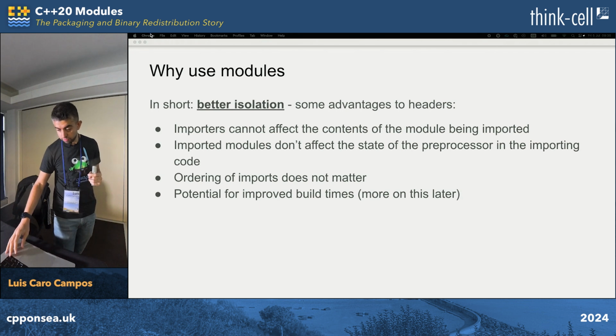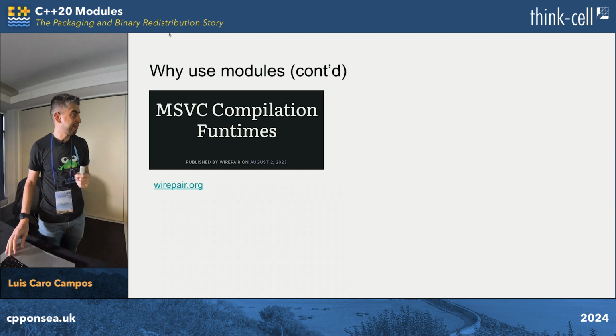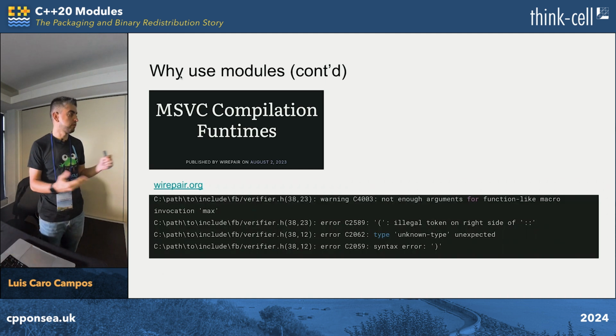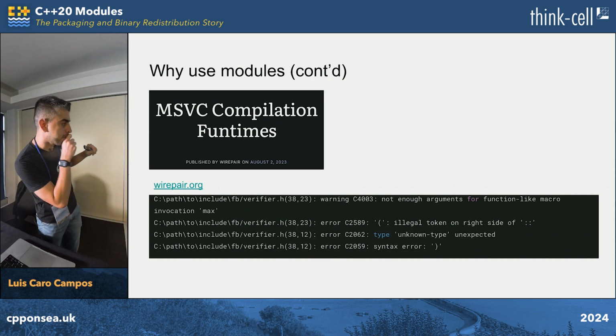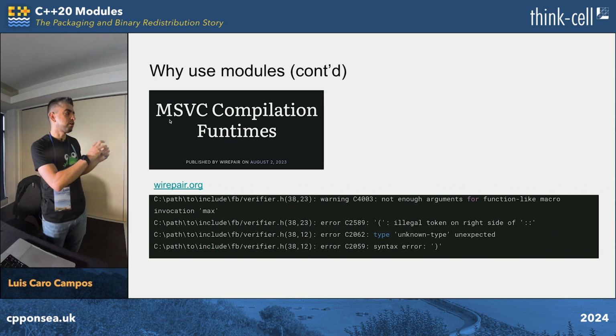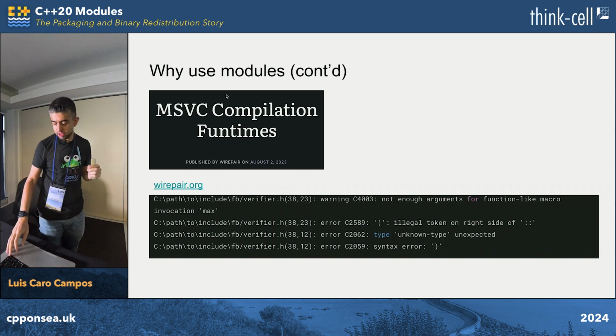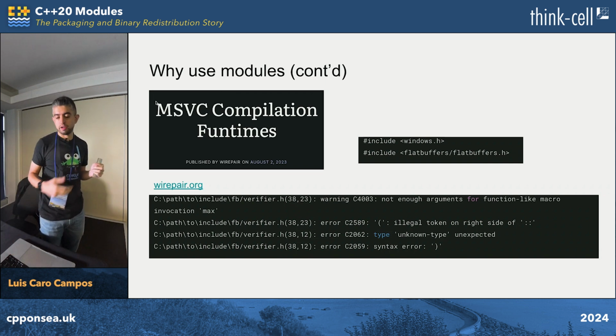Some of you may be very familiar with this, and this is from a blog post. I think it was summer last year, where a developer was facing this compiler error, and I don't know if you can see it there, but on the second line where it's complaining about error C2589, it's just hard to reason what's going on, right? And what they were doing is this: they were including Windows.h, and then they were including the FlatBuffers header file.